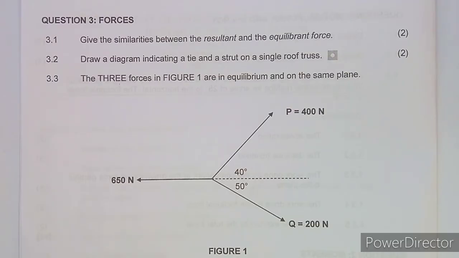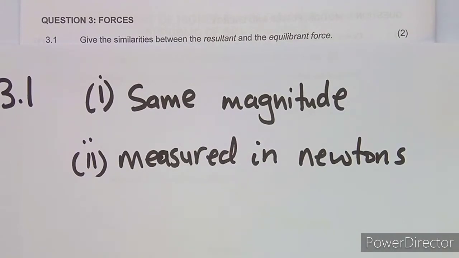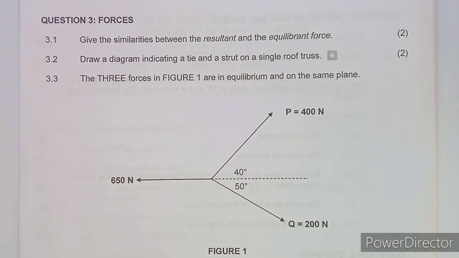So we are given the question on forces. 3.1: give the similarities between the resultant, take note, the resultant and the equilibrium force. What are the similarities? Okay, so here I've got two similarities that you can use. They've got the same magnitude and both are measured in newtons. So your resultant and equilibrium force, that's force in newtons. Then same magnitude.